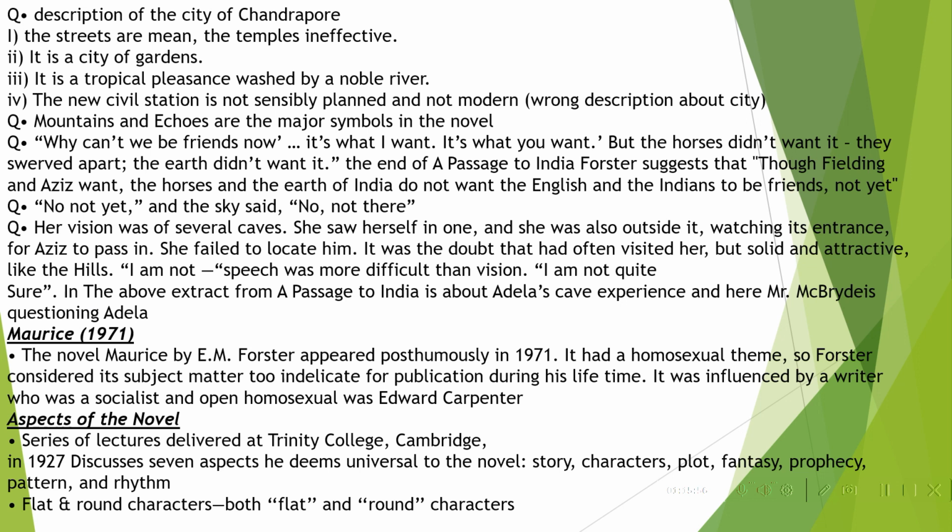Sorry, the time is extending so much, so I'll just tell you the summary of Maurice and Aspects of the Novel. So Maurice, as I told you, E.M. Forster is a homosexual man, and the novel Maurice by E.M. Forster appeared posthumously. What is posthumous? It means publication after the death of the writer. So it was published in 1971, and it had a homosexual theme. That's why he did not want to publish it while he was alive.